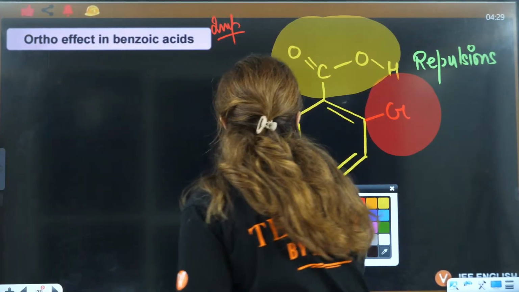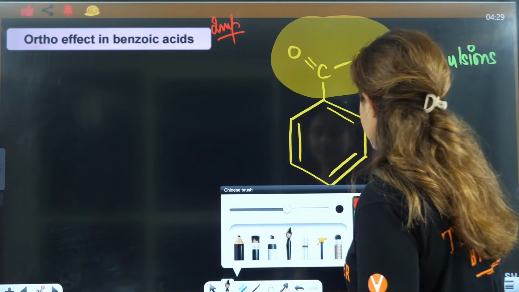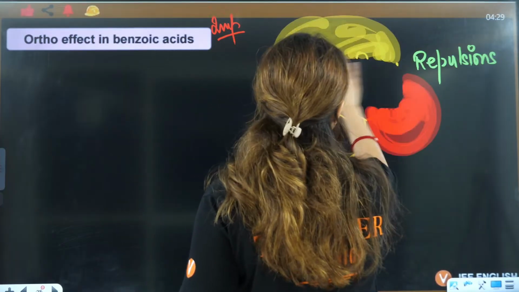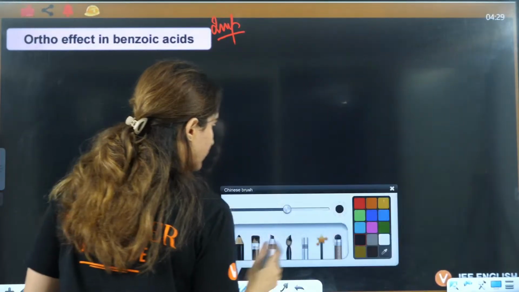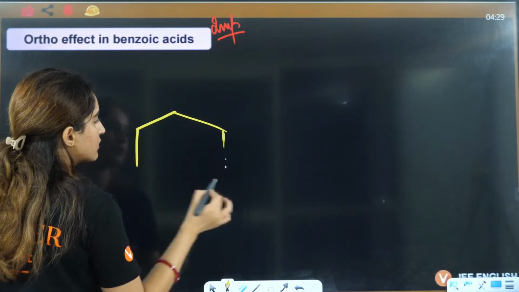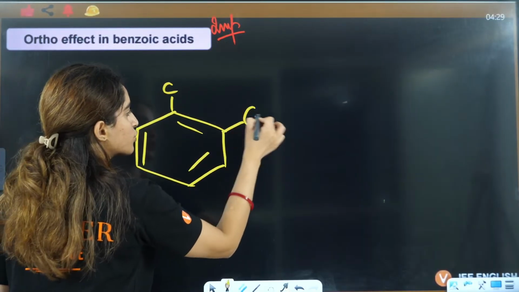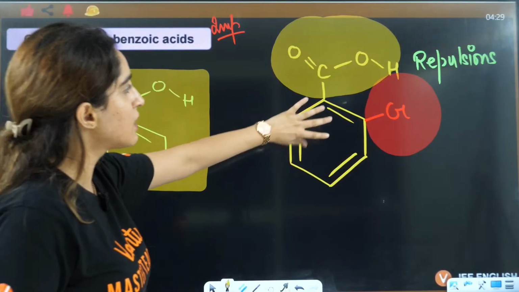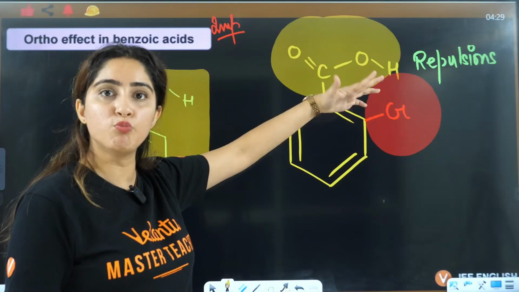So here what will happen? The plane will change. I'll just show you how the plane is going to change. I'll erase it. This was your benzene ring. This is C, this is group G. Now because of these steric repulsions here, this particular group that was like this will shift to the plane and it will move.